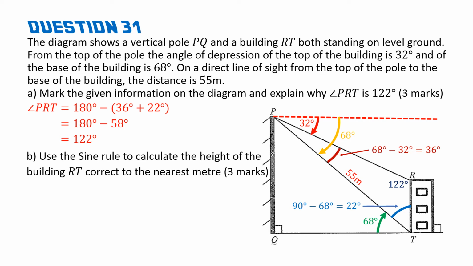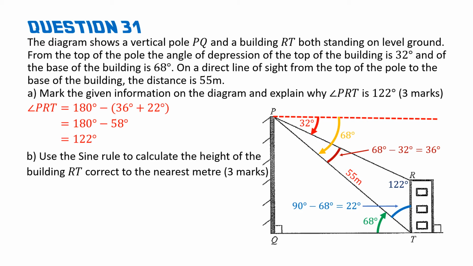So part B: use the sine rule to calculate the height of the building RT correct to the nearest meter. Now, let's say we didn't know how to do part A. It doesn't matter because the 122 degrees was given to us, so we can write that straight in. I've already put it on the diagram, but we could write that in, skip part A, and go on to part B.